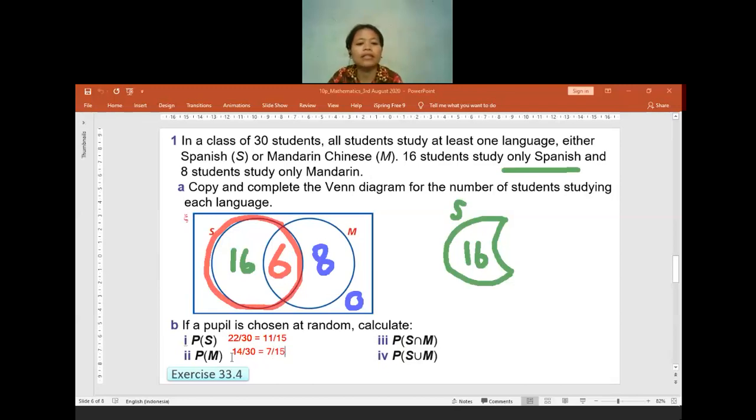Now let us continue to question B3. Probability of S intersection M. So how many will it be? 6 out of 30. Okay, can we simplify this? 1 out of 5. Okay, 1 out of 5. Is there anyone confused? No.